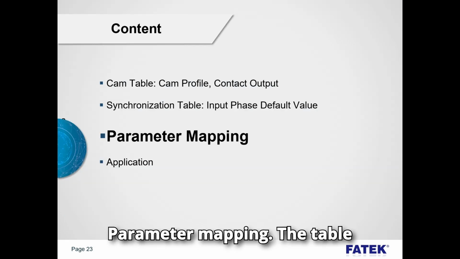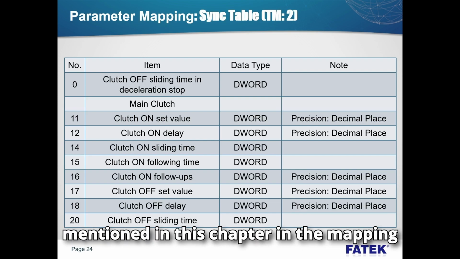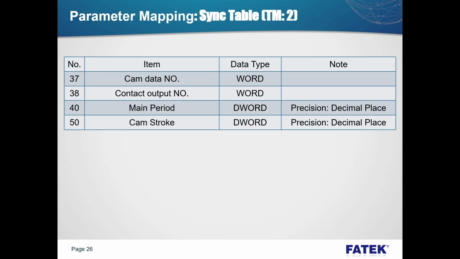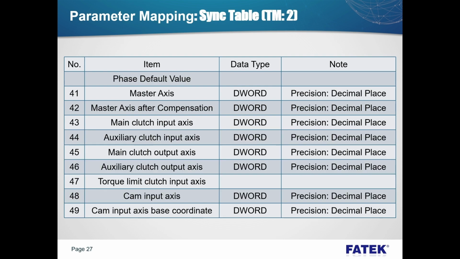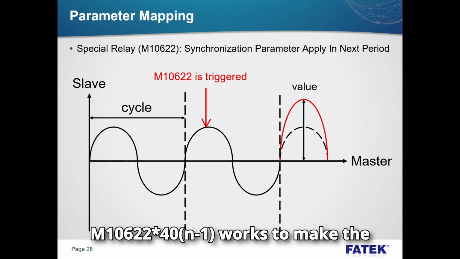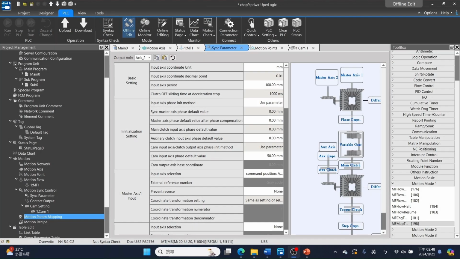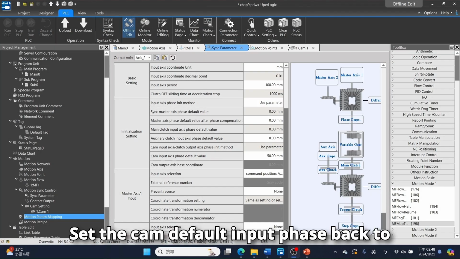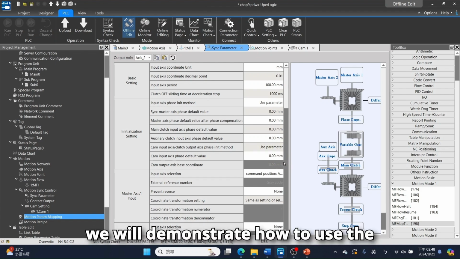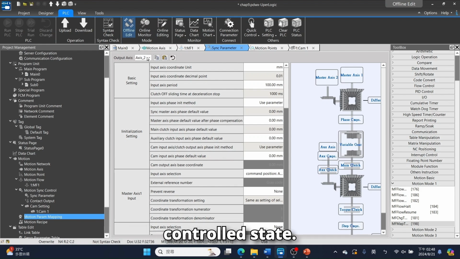Parameter mapping. The table lists the item numbers of the parameters mentioned in this chapter in the mapping table. This page shows how the special relay M10622 works to make the mapping value apply in next period. Set the CAM default input phase back to 0. Next, we will demonstrate how to use the mapping table function in a synchronized controlled state.